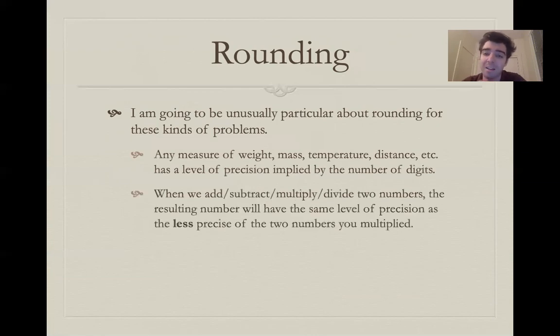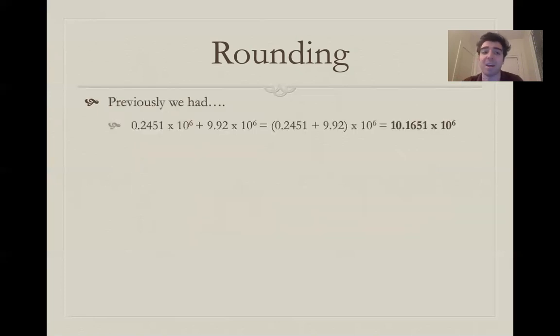When we are adding, subtracting, multiplying, dividing two numbers in scientific notation, we have to keep the precision of those two numbers in mind. We don't want to combine the two numbers and then lead our reader on to thinking that it's more precise than it actually is. So we're actually going to take the less precise of the two numbers and let that dictate how precise our answer is. Let's go back to this example to explore what I mean by that.